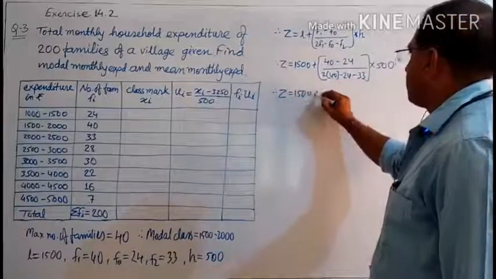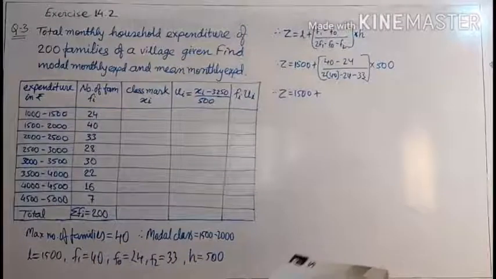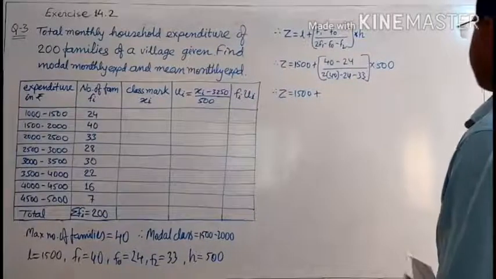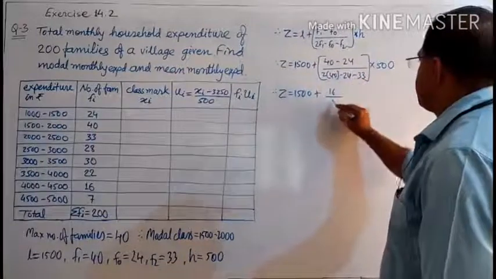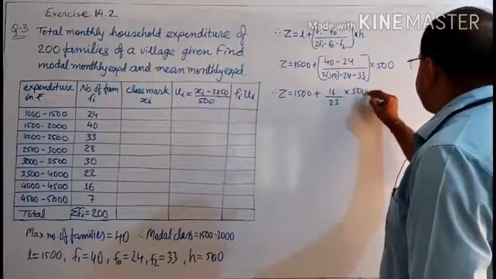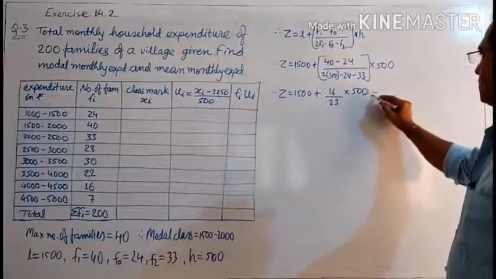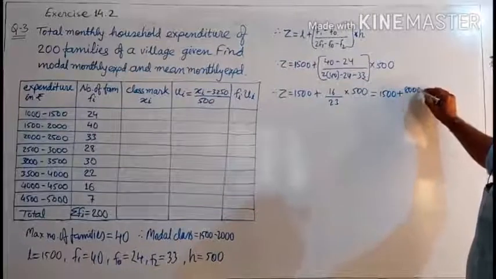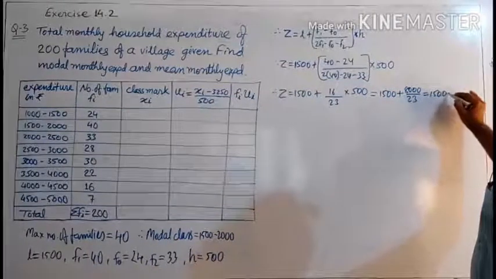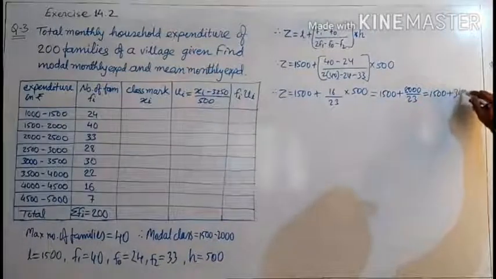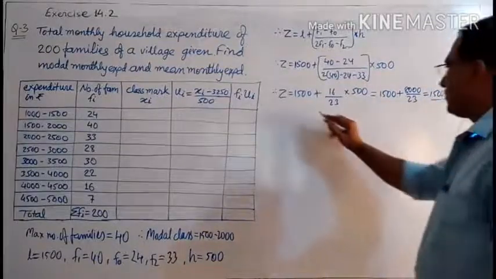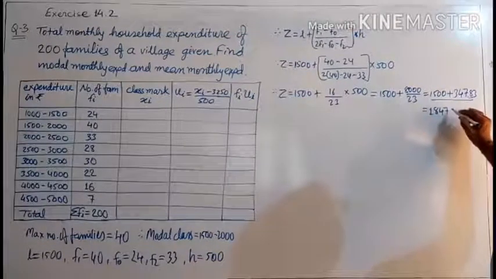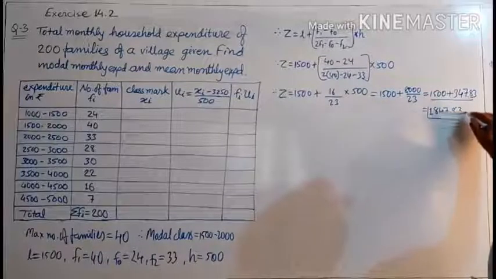Therefore mod is equal to 1500 plus, now 40 minus 24 divided by 2 times 40 minus 24 minus 33. So here we get the calculation: this is 16 divided by 23 multiplied by 500, and thus mod is equal to 1500 plus 16 by 23 multiplied by 500, that is 8000 by 23, so 1500 plus 8000 by 23, that is 347.83, and so our mod is 1847.83.